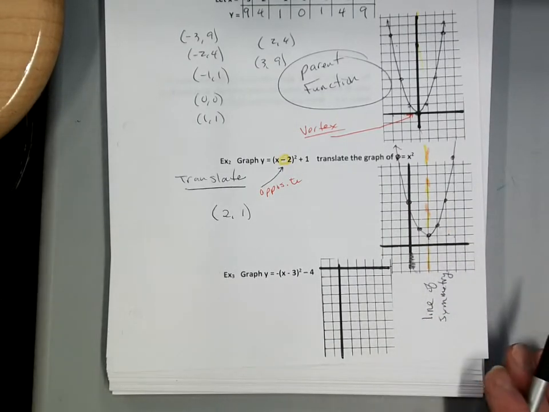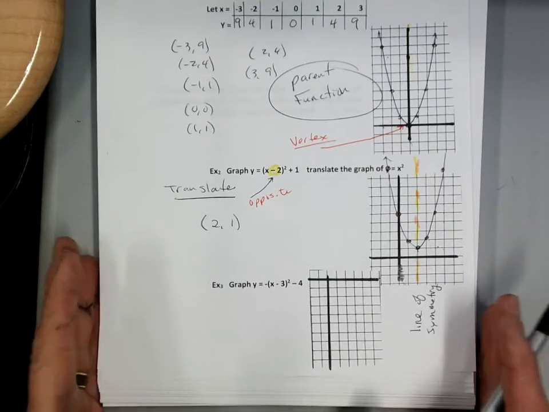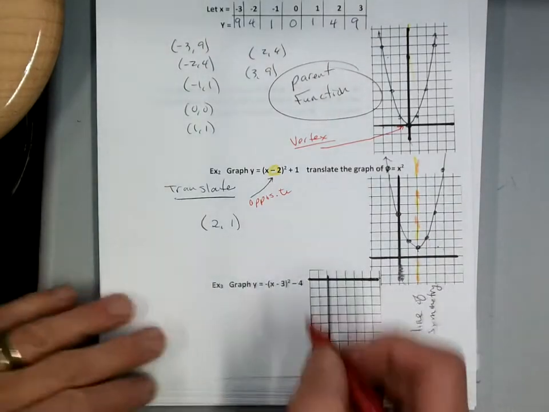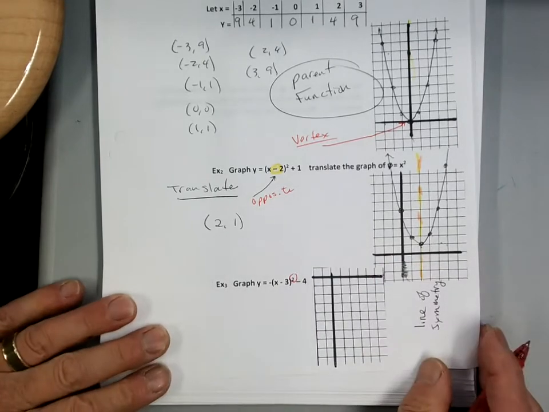Okay, so let's take a look at number 3. It's still our parabola because of the x squared. Okay, it's still a parabola.